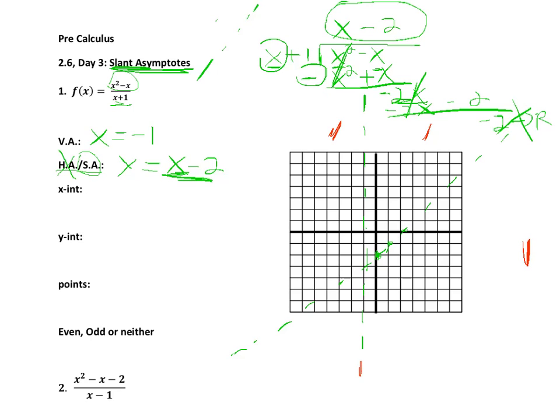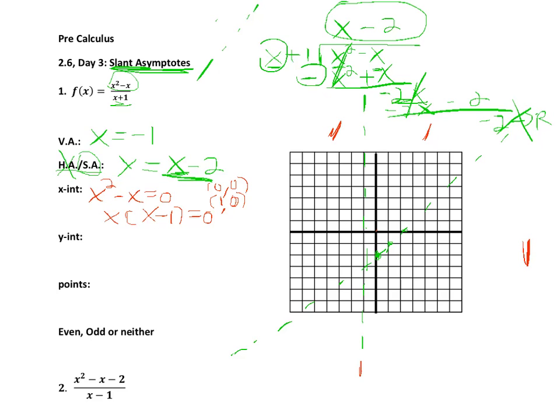Well, let's find our intercepts. Let's leave this in red here. X-intercepts, again, I set the top equal to 0. So I'm setting x squared minus x equal to 0. And if I want to solve for x, I can pull an x out, and on the inside I get x minus 1. So here I'm going to get 2 intercepts: 0 and 1. So I'm going to have (0, 0) and (1, 0).